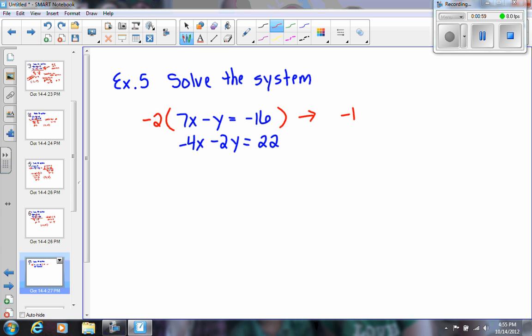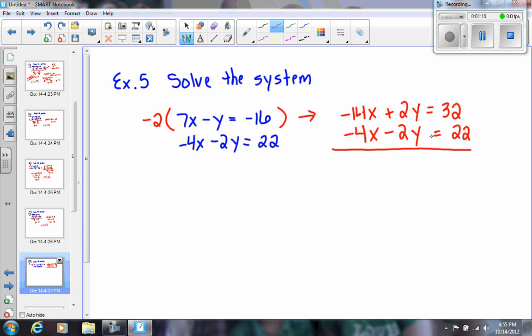So I'm going to get -14x plus 2y equals 32. My other equation I leave alone. I just leave it -4x minus 2y equals 22. Now I can combine these two equations together and the y's will be eliminated. So I get -18x equals 54. And if you divide both sides by -18, we get x equals -3.